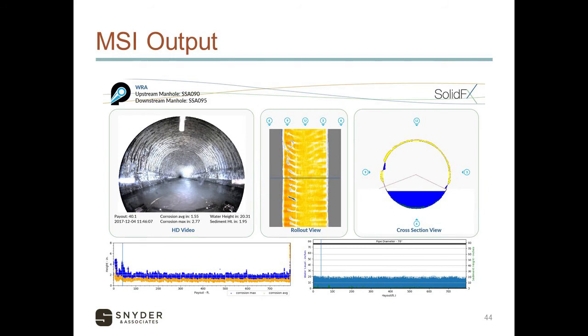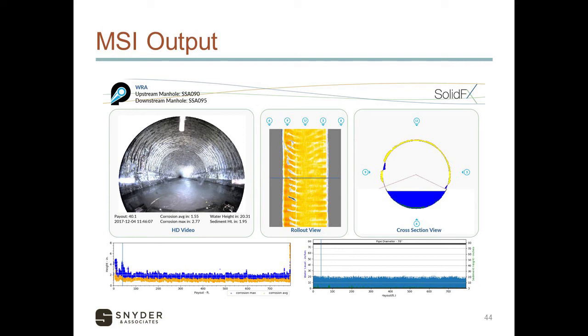This graphic showcases the MSI output, and there really is a ton of information in here just in one picture. This is great from a review standpoint, being able to understand some of the output that comes with this as we try to prioritize assets for rehab and understand the inspected system. So the top left, that's showcasing the actual video that we're seeing. It's a fisheye lens. That's why it looks round, but we're able to stop, zoom in, and see as we go through the inspection what the pipe wall actually looks like.